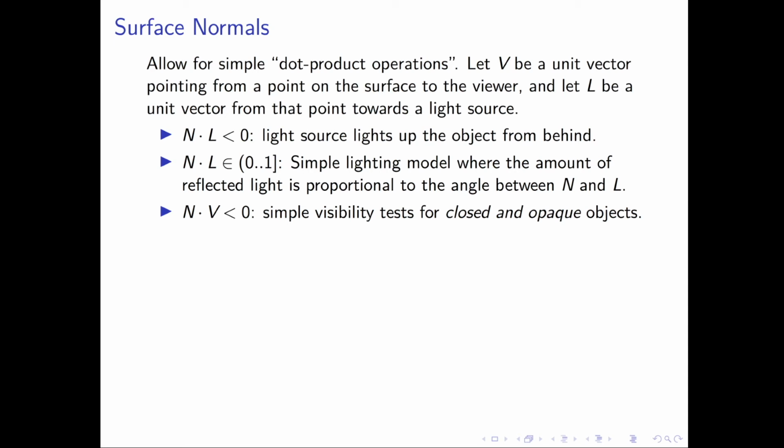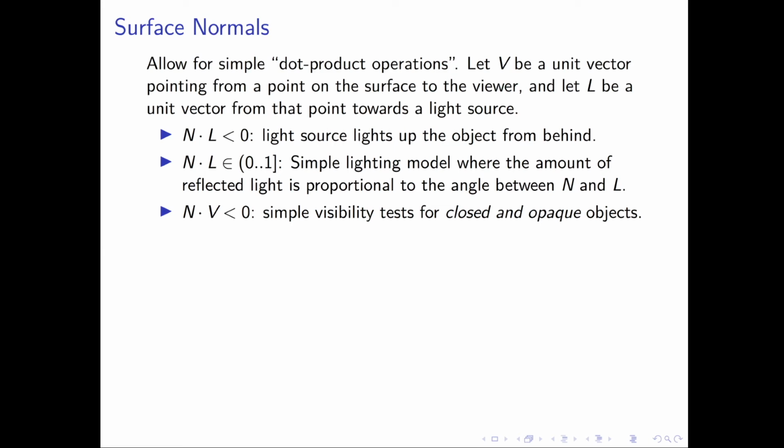And those normal vectors allow for very simple operations, which I will colloquially refer to as dot product operations. For instance, consider we have a bunch of unit vectors, and we have a unit vector, let's call it V, which is a unit vector pointing from a surface point, like the surface point X that we discussed for the LTE earlier, and the vector V points towards the viewer. And let's also consider that there is a vector capital L, a unit vector pointing towards a light source. If we have the normal vector, denoted n here, and if the dot product of the normal vector and the vector to the light source is below 0, then we know that the light source lights up the object from behind.